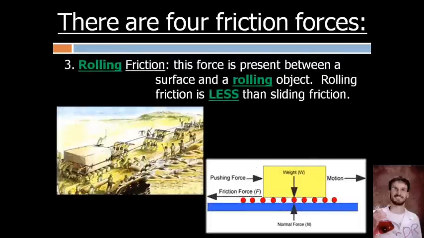Rolling friction is even less than sliding friction. And rolling friction happens between two surfaces when one of the surfaces is rolling over the other. So not quite sliding, but rolling. You can do pretty amazing things with rolling friction. Imagine trying to drag these really, really heavy blocks across the ground. It would be nearly impossible.